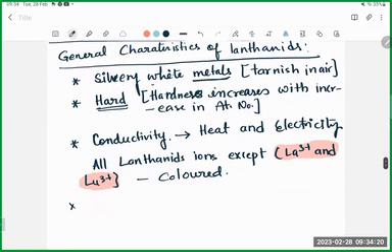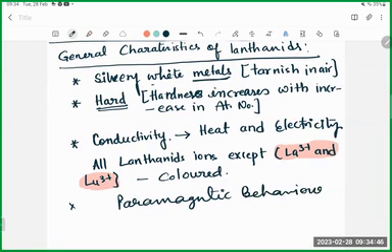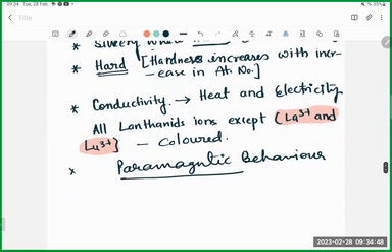So here we can say lanthanoids have other associated properties like magnetic behavior. Almost all compounds except ytterbium and lutetium 3+ are paramagnetic. They show paramagnetic behavior as well. And you know what paramagnetic is? Paramagnetism is shown because of the presence of unpaired electrons.